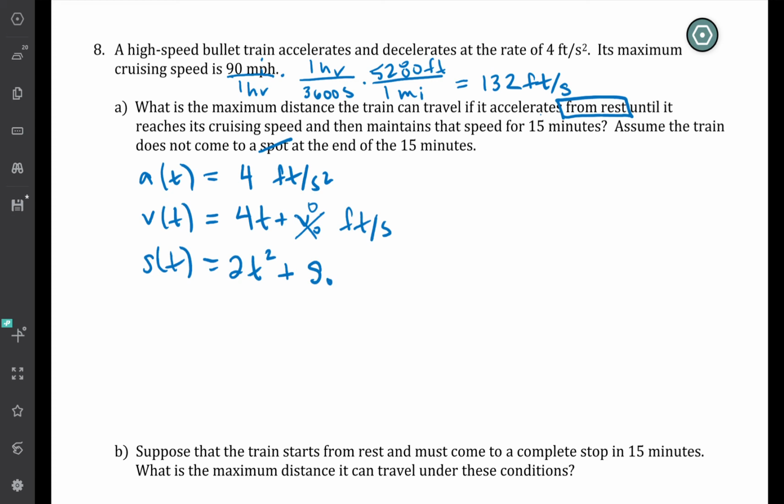Same thing here. We're starting off at a stop and we want to know how far we get in 15 minutes, plus the speeding up time. So our initial position is going to be 0. We initially haven't traveled anywhere. We want to see what happens after that.